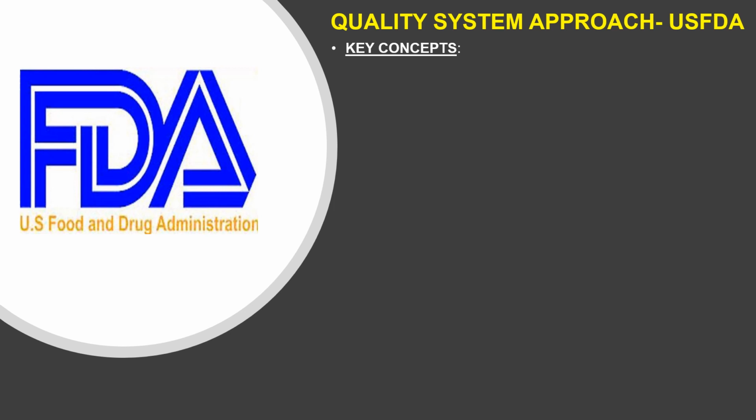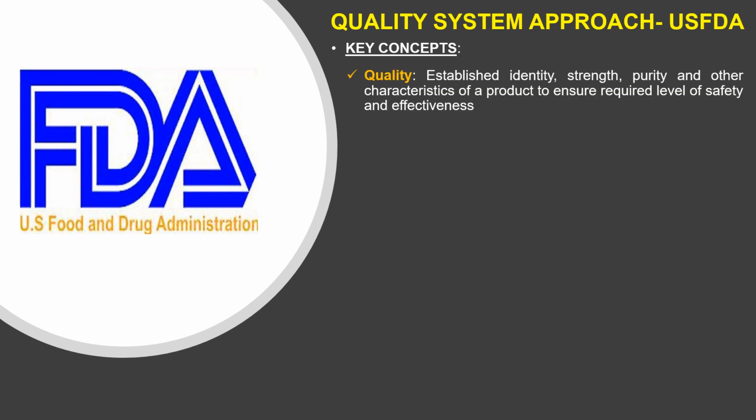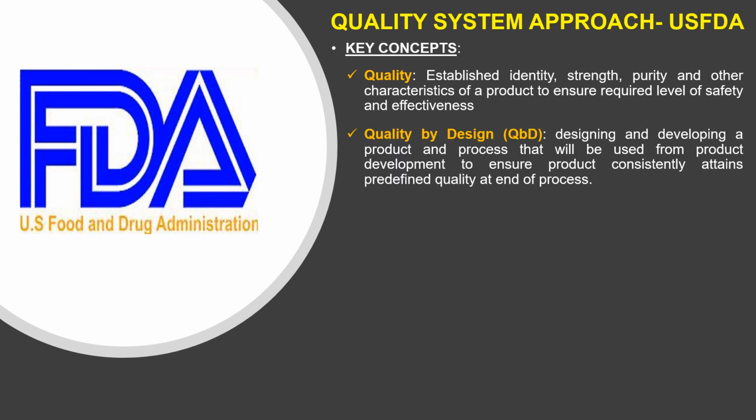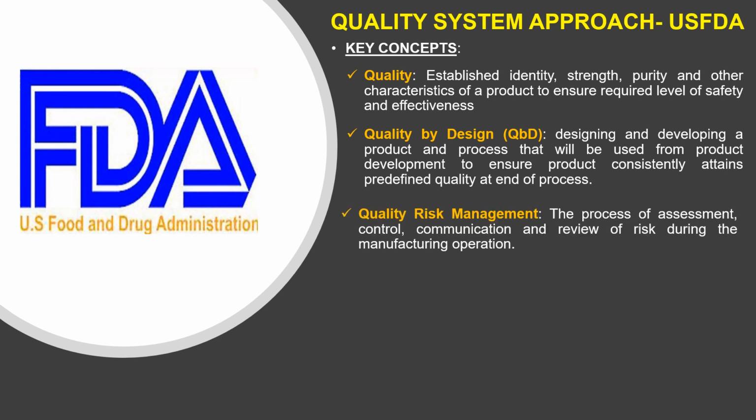The USFDA guidance has defined some key concepts right at the beginning of the guidance. Let us see a few of them. First, quality. Quality is the established identity, strength, purity, and other characteristics of a product to ensure the required level of safety and effectiveness. The second key concept is quality by design. It is designing and developing a product and process that will be used for product development to ensure the product consistently attains predefined quality at the end of the process.